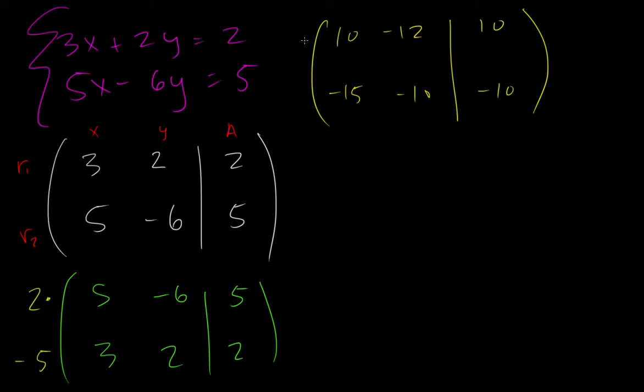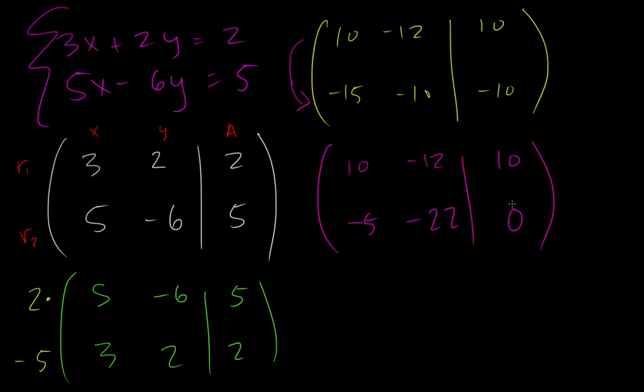Now, I'm going to add 1 to 2, and when that happens, you only change one of the rows. So since I'm adding 1 to 2, I'm going to just rewrite 1, and then if I did 10 plus -15, that would be -5. If I added those together, it's -22. Add those together, I get 0.